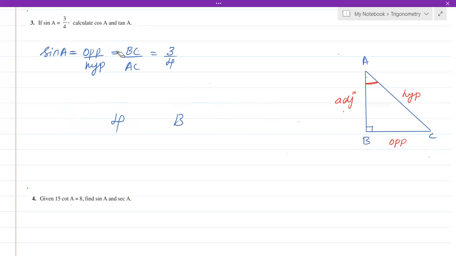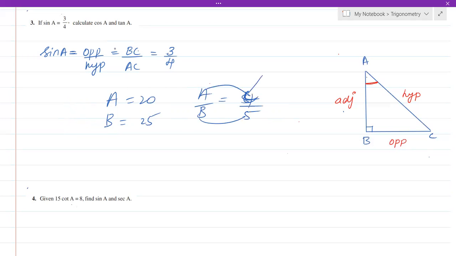I'll give you one more easier example. Let's say A is 20 and B is 25. If you take the ratio A by B, it becomes 20 by 25, which is 4 by 5. Therefore, you get the ratio as 4 by 5. Now, can I say A is equal to 4 and B is equal to 5? No, that's wrong, because the actual value of A is 20 and the actual value of B is 25. So whenever you take a ratio, you express it in the simplest form.